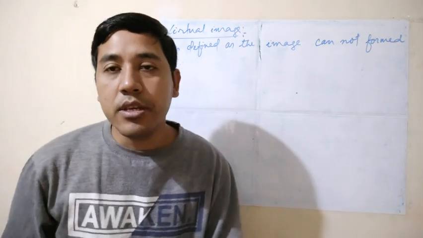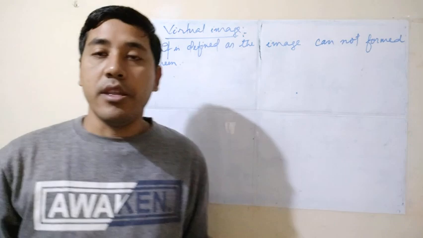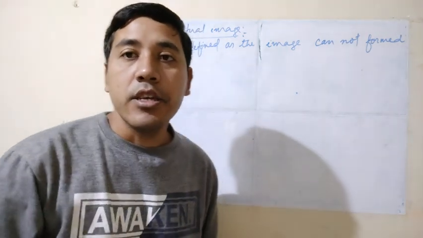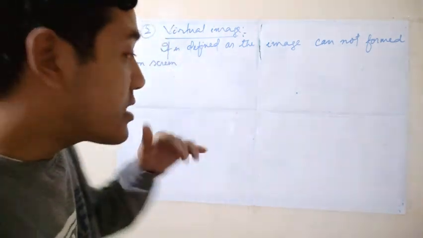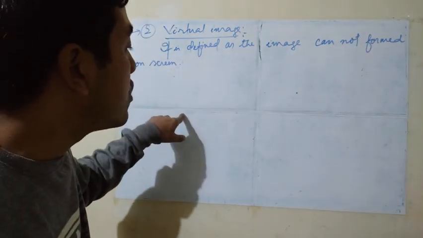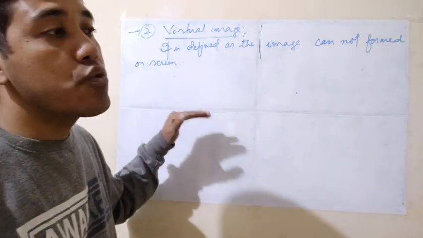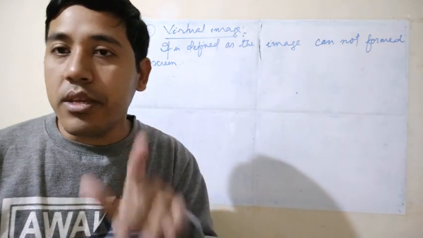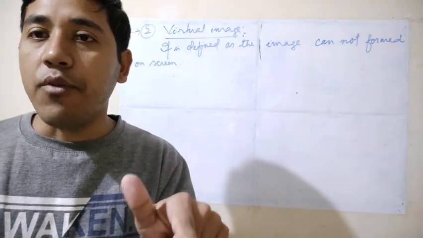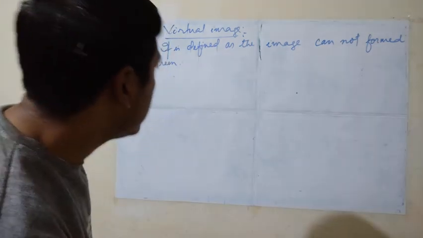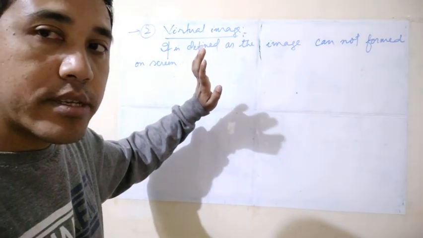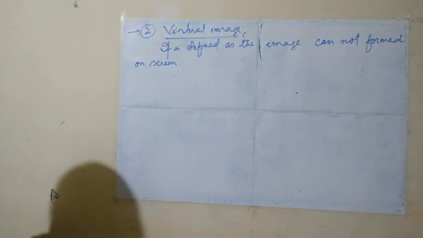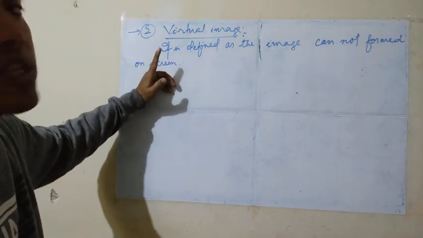In early morning, you are standing in front of your looking glass. You can see your image inside the looking glass. Right? This image which is seen inside the looking glass, this image could not form on the screen. Right? And this type of the image is known as the virtual image. Right? You got it? Yes. This type of the image is known as the virtual image.